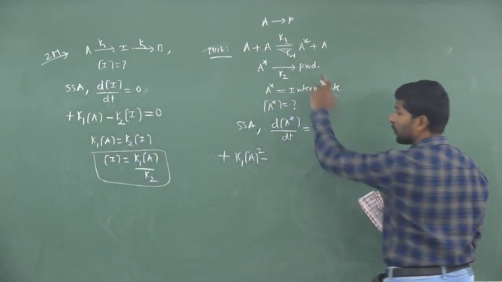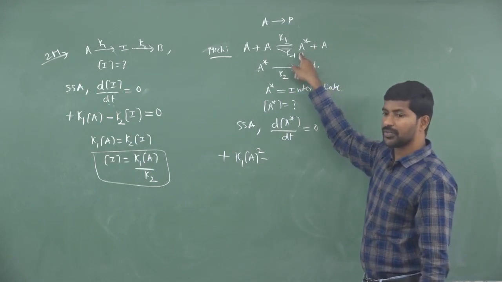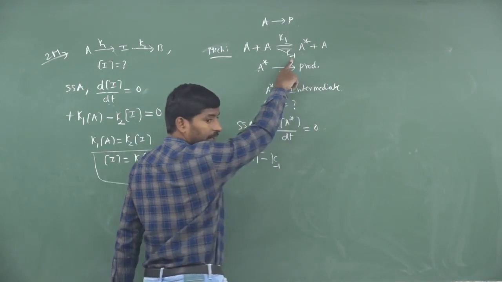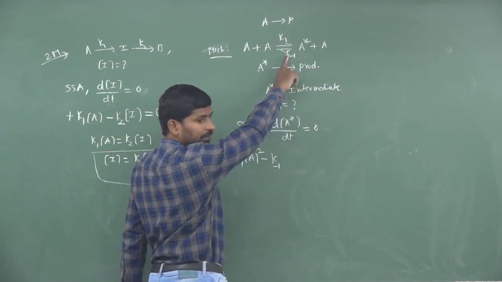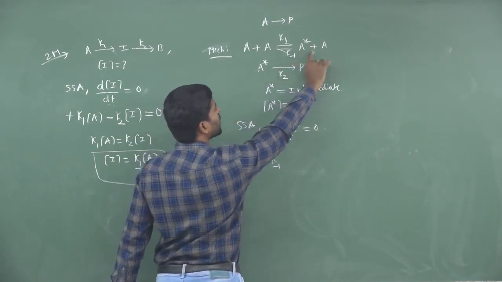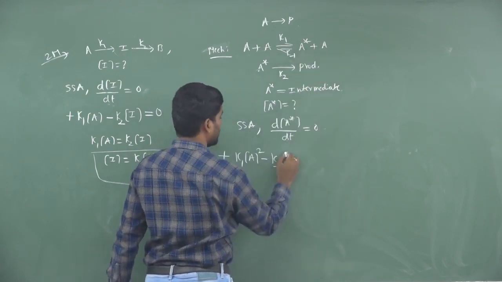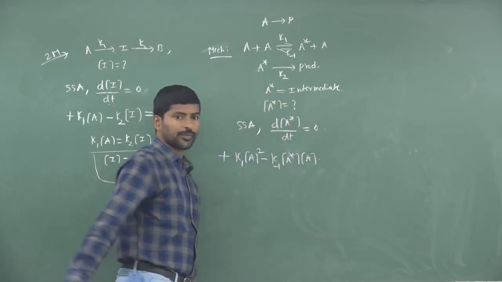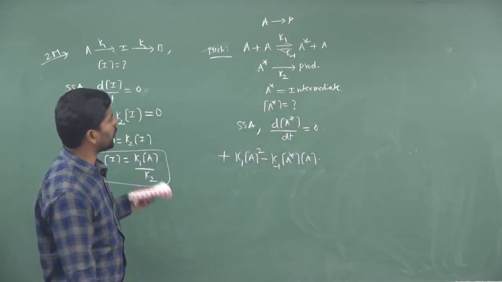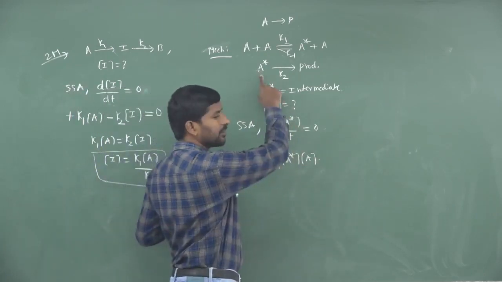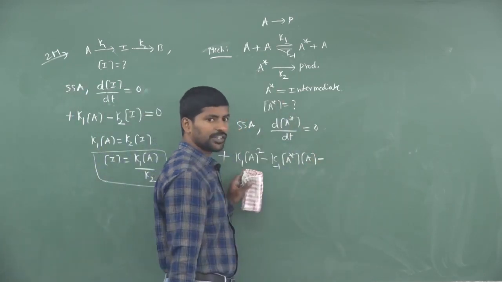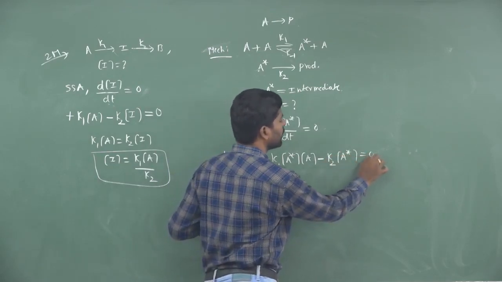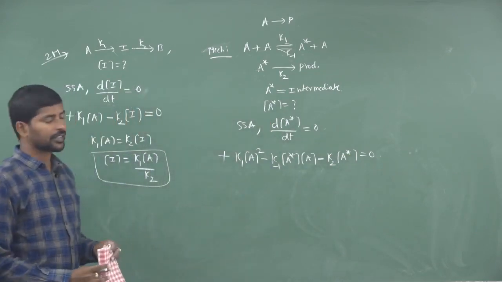And in the backward reaction, is A star consuming or forming? A star is consuming. With which rate is it consuming? K minus 1 into the concentration of reactants. What are the reactants in the backward reaction? A star and A. Next, in the second step also A star is involved. Is A star forming or consuming? Consuming, so minus sign. With which rate? K2 into A star. That is equal to 0. So like this we have to write it.